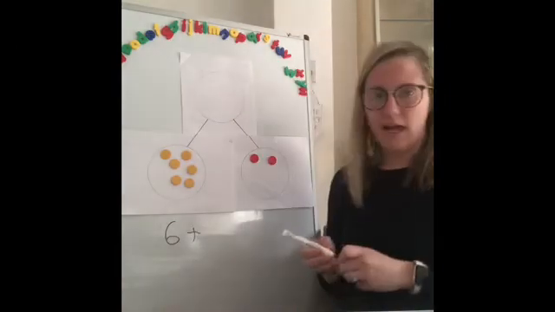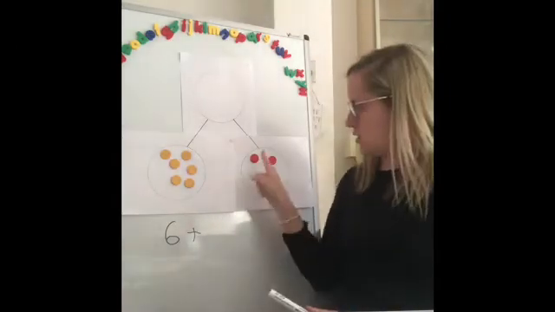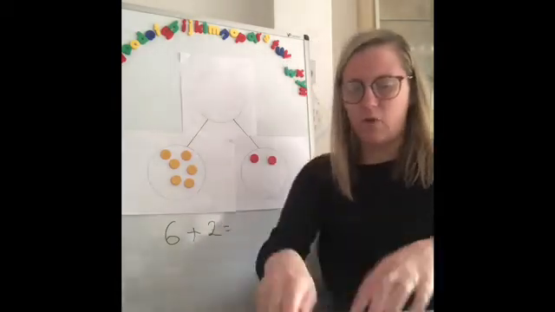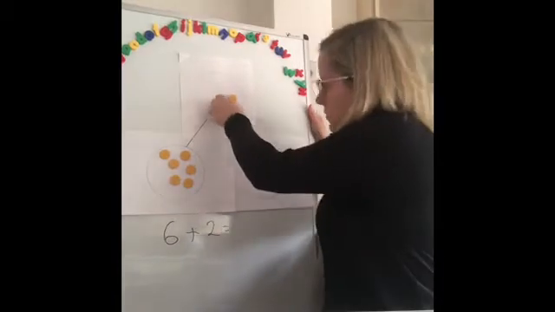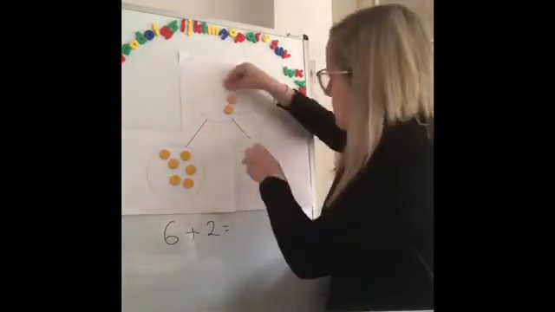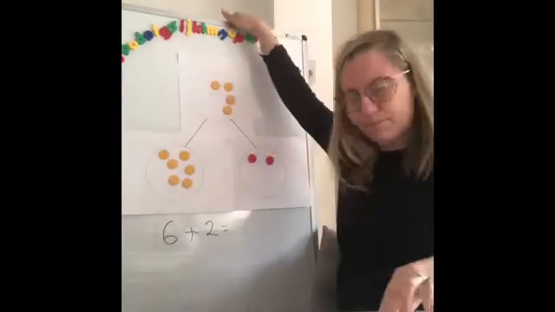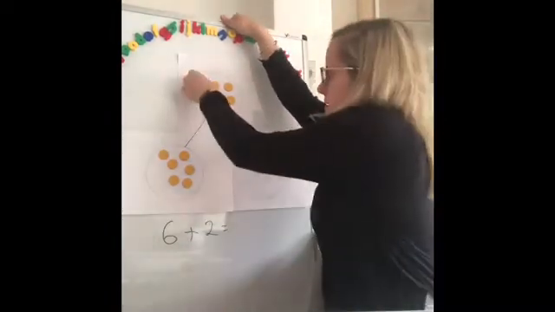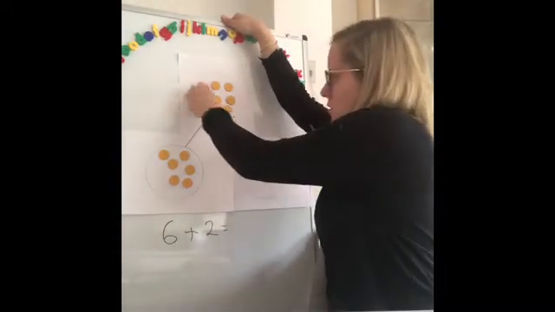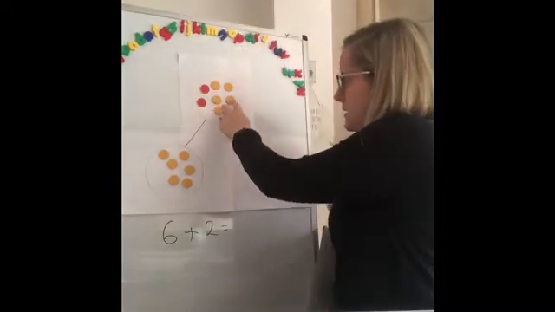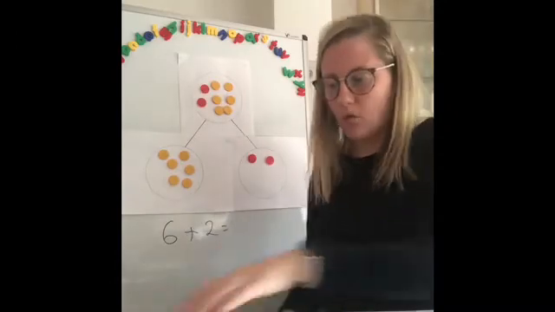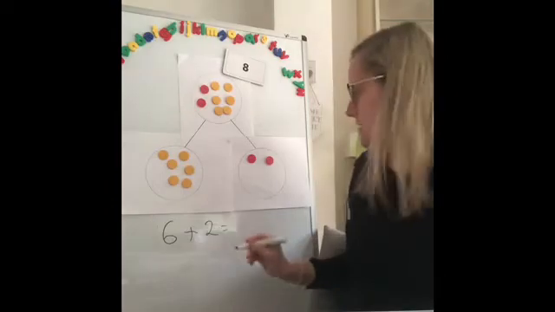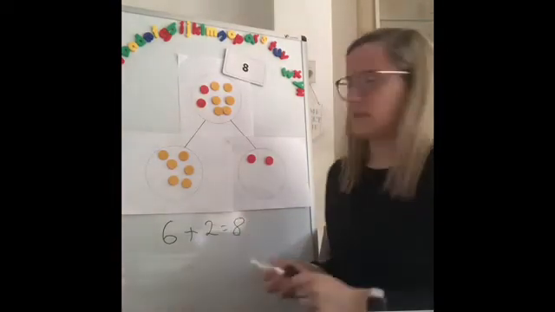Add how many reds? You should be able to just look at that and tell me. 1, 2 reds. So then if I pop my 6 yellow up in my whole, and my 2 reds, 1, 2, 3, 4, 5, 6, 7, 8. 8 is my whole part, and then I can write the number up there. So that tells me that 6 add 2 is 8.